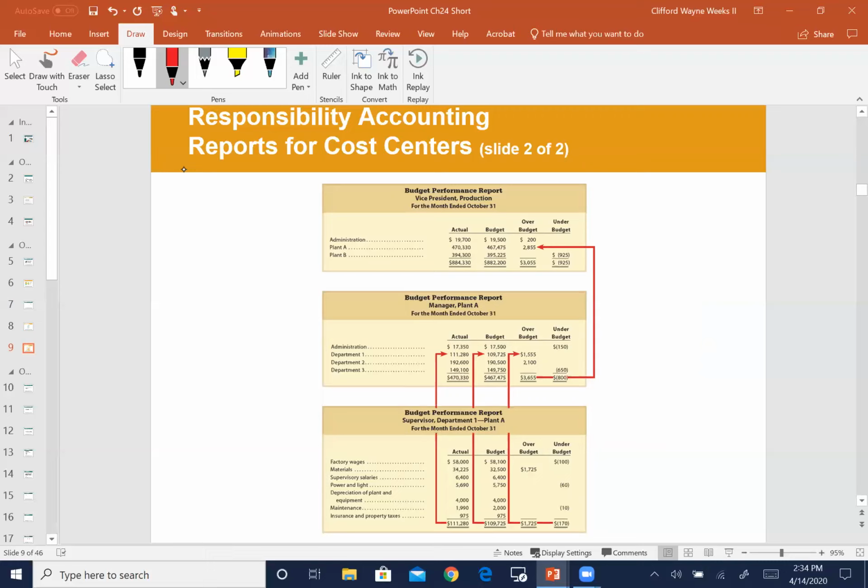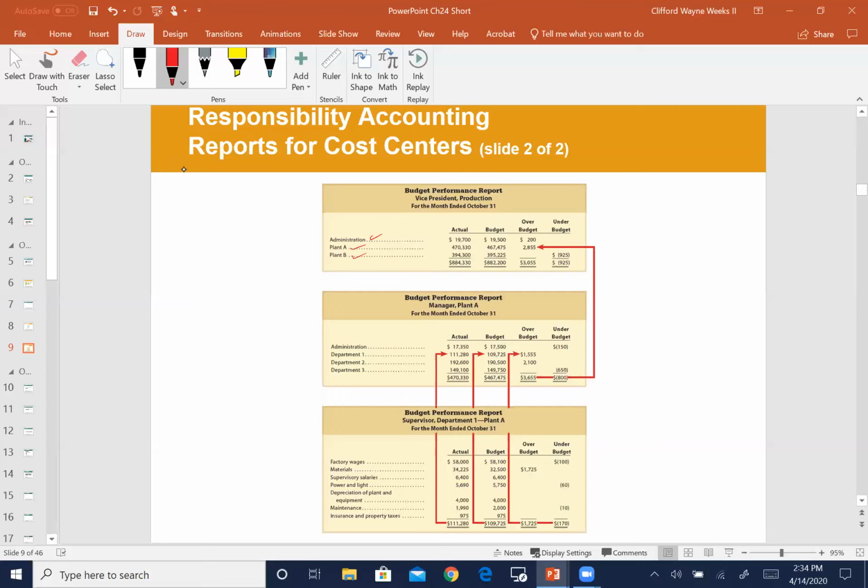And really what it does is it identifies that this vice president is in charge of administration, plant A and plant B. And so we can see that plant A was over budget. That's an unfavorable variance. And so he kind of says, all right, get me Steve, the plant manager for plant A, on the phone. He needs to explain why we're, let's just add some zeros to that, $2.8 million over budget. And so, of course, he sweats a little bit.